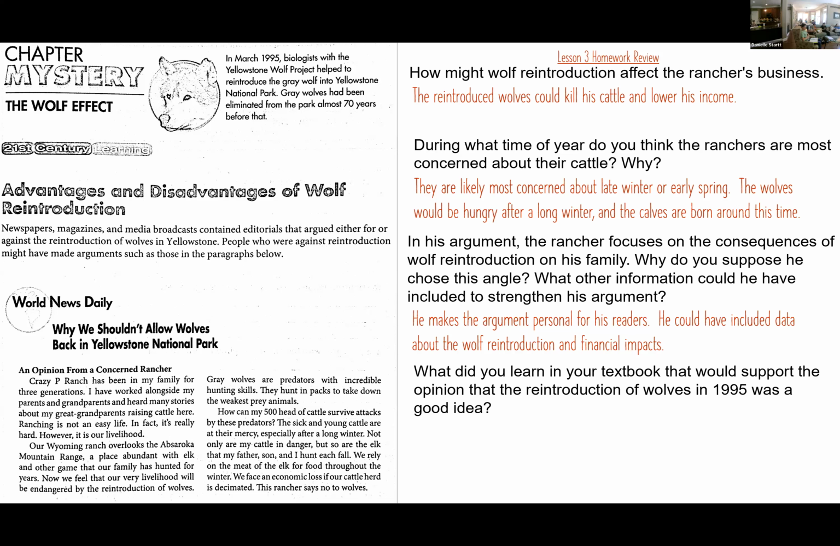Okay, what did you learn in your textbook that would support the opinion that reintroduction of wolves in 1995 was a good idea? Barrett? Overpopulation of cattle. Okay, Eunice? I think it's because the wolf's population was less, so they want to increase it. Okay, yeah. Asher? Exponential growth of things like deer. Okay. So yeah, we've lost our predators. So now we have more of our herd prey animals that are growing exponentially. So yeah, they're part of the ecosystem, and the biologists were trying to restore it to its previous state.